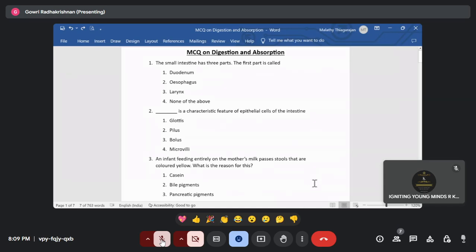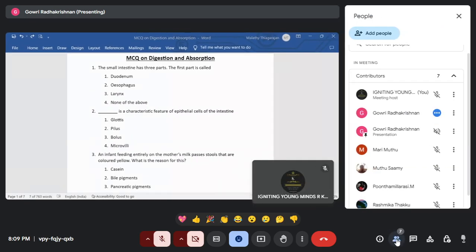Are you all able to see the document? Is the screen visible to all of you?